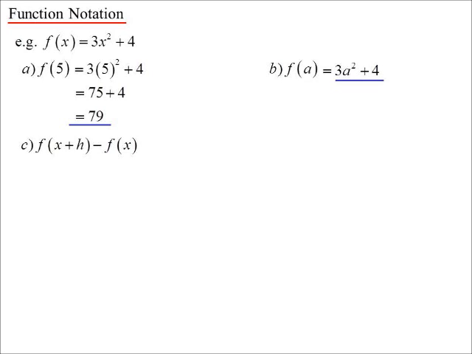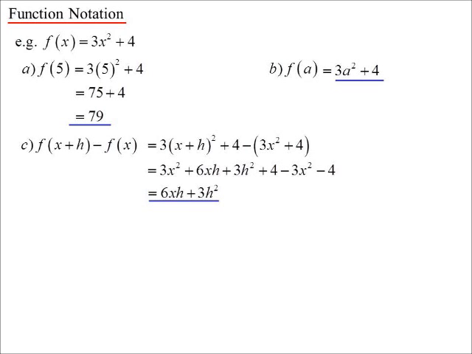We will see this one a lot later. f of x plus h minus f of x. So f of x plus h: everywhere I see an x, I'm replacing it with x plus h. So I've got 3 lots of x plus h squared plus 4, minus the actual function itself, so minus all of 3x squared plus 4. Expanding the whole thing out, we've got some things that cancel: 4 minus 4, 3x squared minus 3x squared. I get 6xh plus 3h squared.